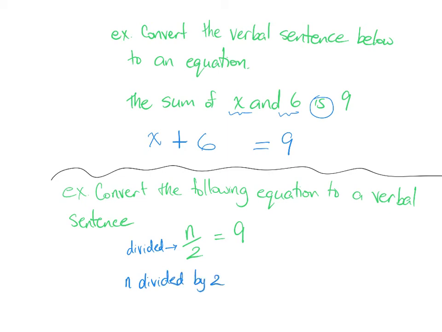And remember that the equal sign is just is. So I can now say is 9. So n divided by 2 is 9. And then you can figure out what n is if you like, but we're not going to do it in this video. Now we're going to actually try a real word problem with real application.